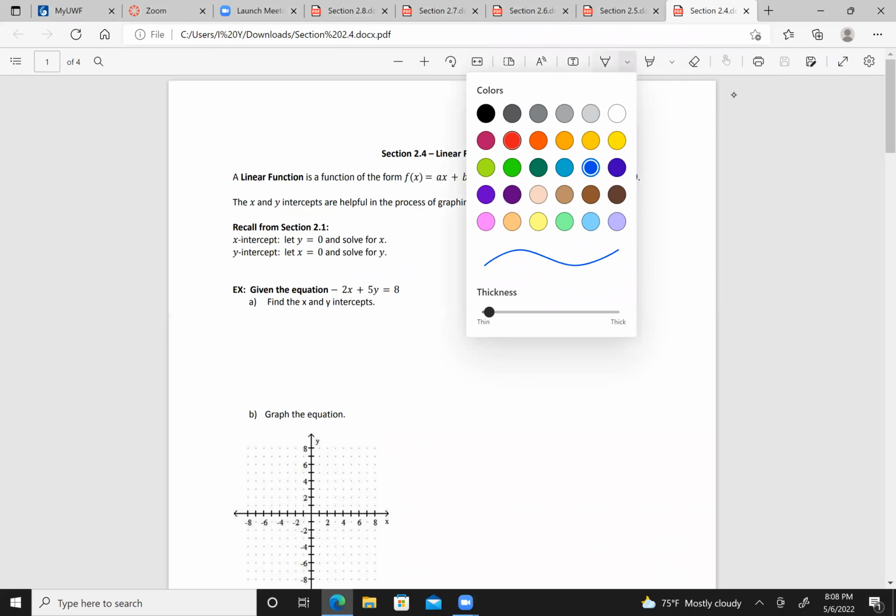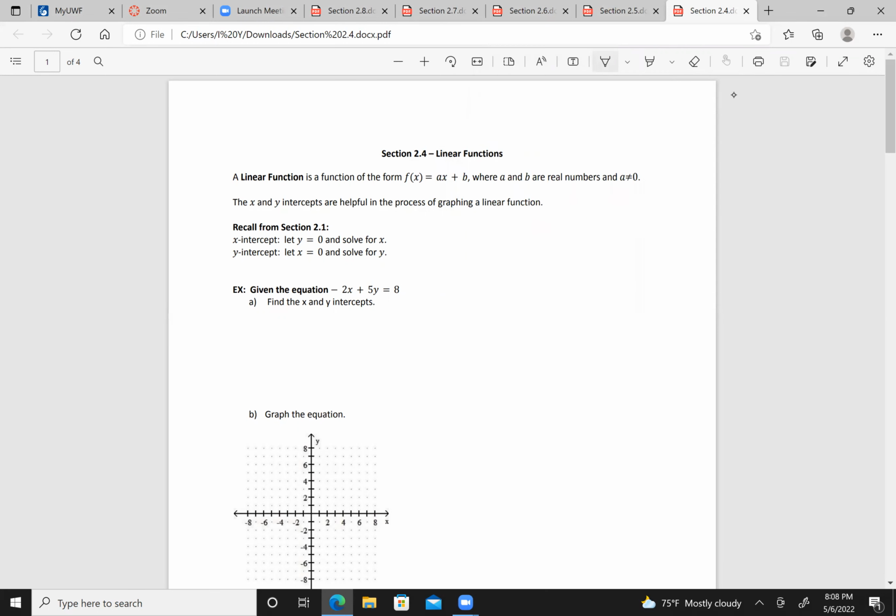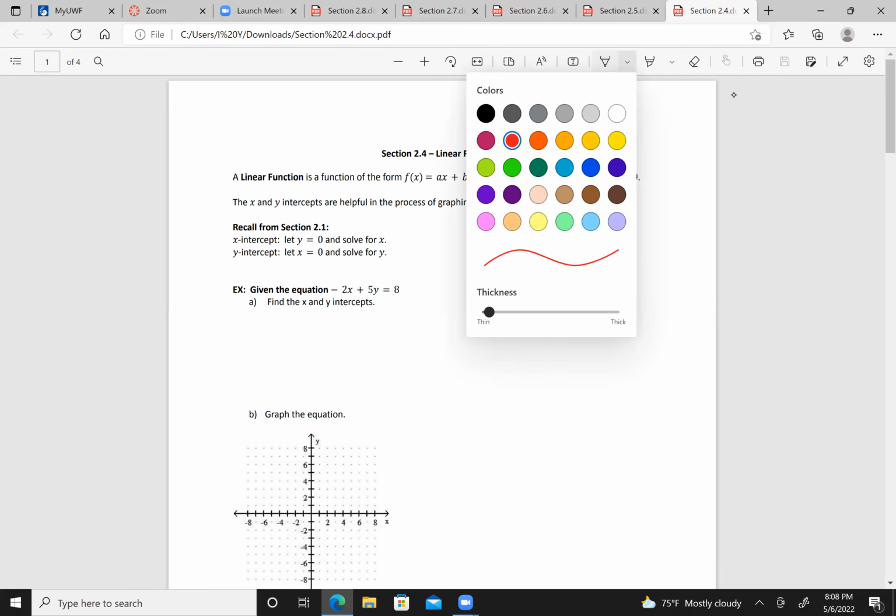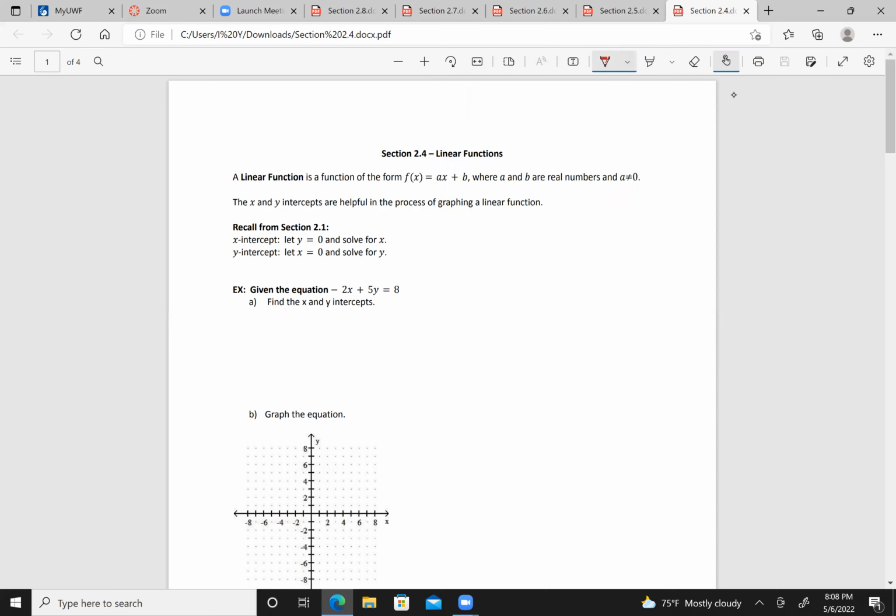Okay, so today we're going to look at section 2.4, talking about linear equations, or linear functions, I should say. A linear function is a function in the form f of x equals ax plus b, where a and b are real numbers and a does not equal 0.